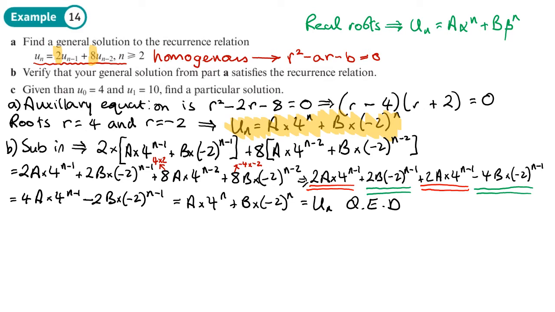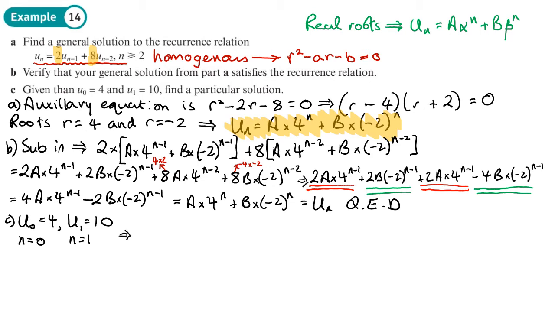So moving on to part C, it says given that u0 equals 4 and u1 equals 10, what we want to do is to find a particular solution. So we're going to use these to work out the arbitrary constants. So u0 equals 4 means that we've got n equals 0, and with u1 equals 10, that means n equals 1. So we just substitute these in.